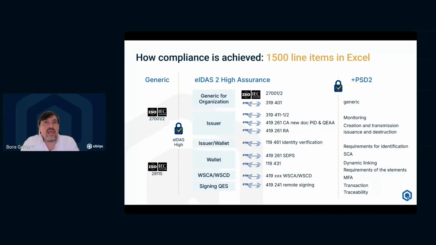To put it really bluntly, it's basically 1,500 line items in an Excel where the organization needs to demonstrate compliance. But on eIDAS 2 compliance, that doesn't mean what people are used to, where you read the compliance requirements and make documentation and interpretation for that. You also need to demonstrate effectiveness for each and every line item.